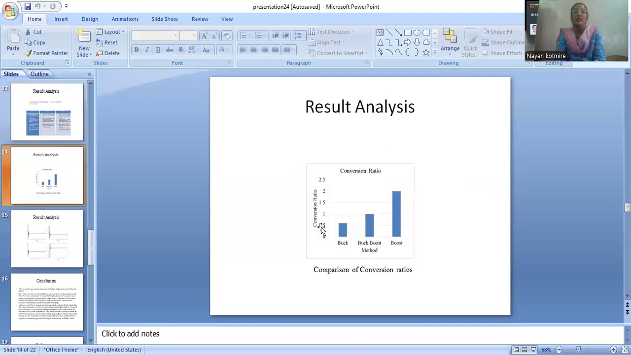This is the result analysis in terms of conversion ratios. The buck converter has the conversion ratio of M(D) equal to D. The buck boost converter has the conversion ratio of minus D upon 1 minus D, and the boost converter has the conversion ratio of 1 upon 1 minus D. So the buck converter is used to step down the voltage, and the buck converter is suitable for the proposed charging system.